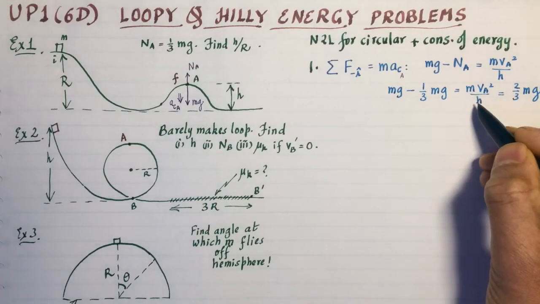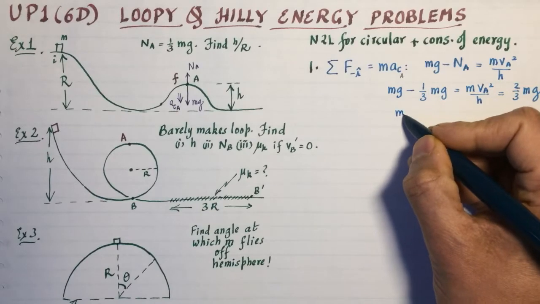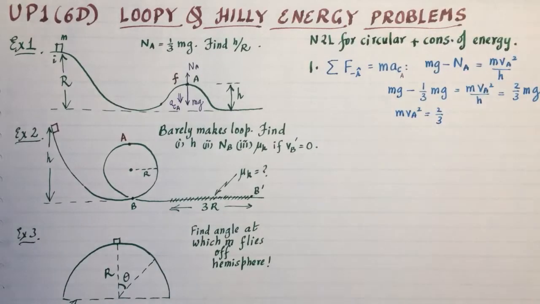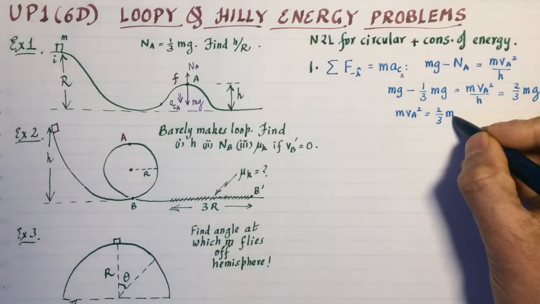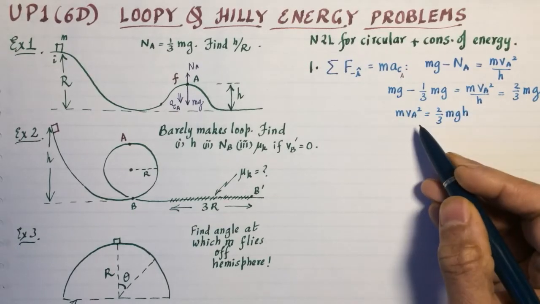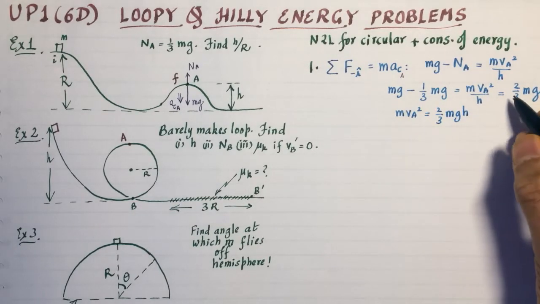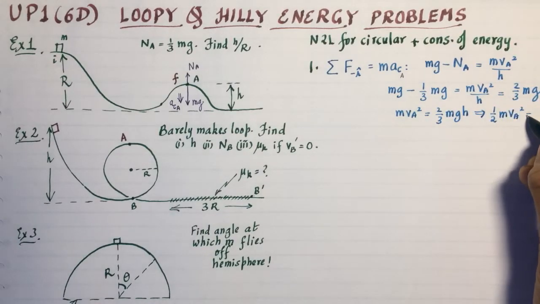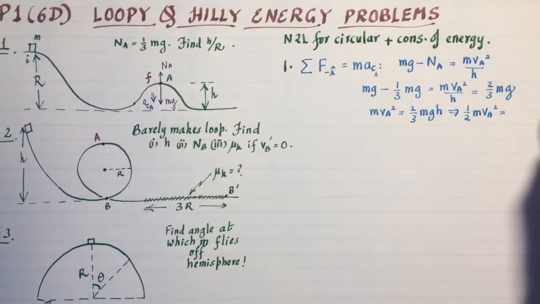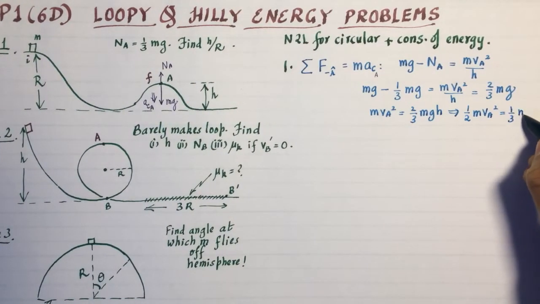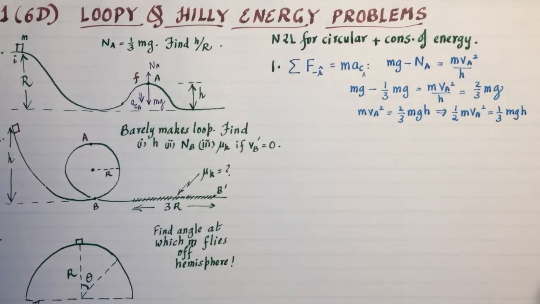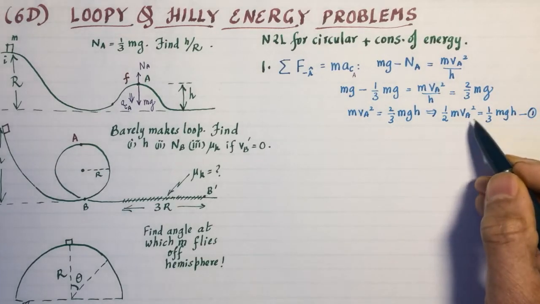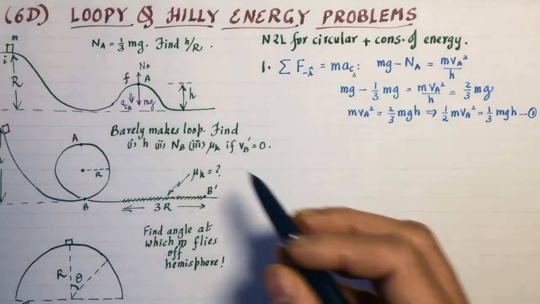What I will now do is multiply both sides by h. So I get m v_A squared equals 2/3 times mgh. Normally you would solve for speed, but I won't do that. I'm only interested in the kinetic energy, which is 1/2 m v_A squared. So that gives me 1/2 m v_A squared is equal to 1/3 mgh. I will call this equation 1. This relates the speed to the radius of the hill.